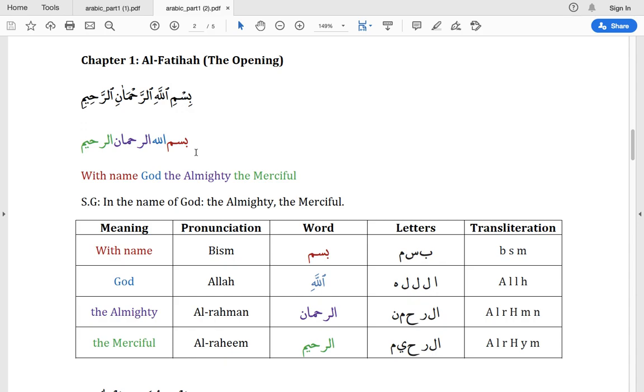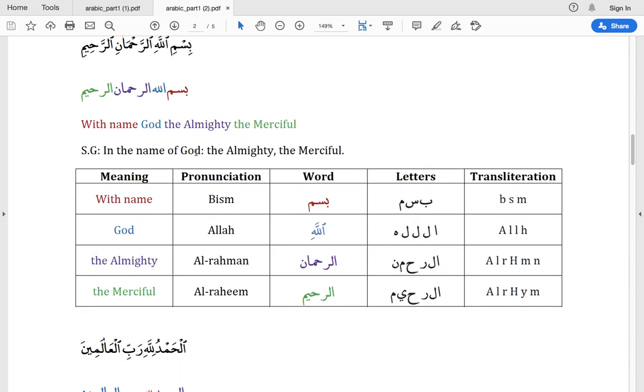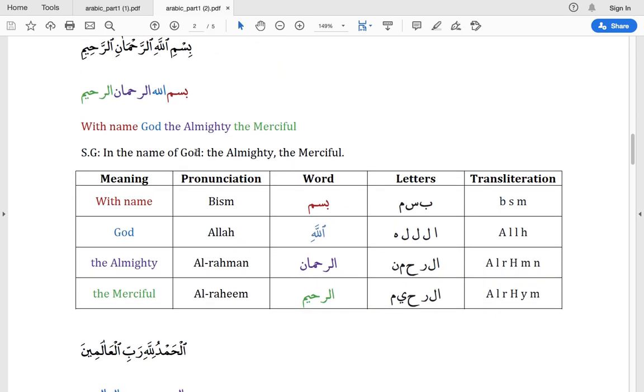Now, the first word in the Quran, in chapter 1, is bism. Here's the pronunciation for that, bism. And here are the letters which make up this word: ba, sin, mim. And I've also included a transliteration, which brings you back to the original table where you can see these letters as well.